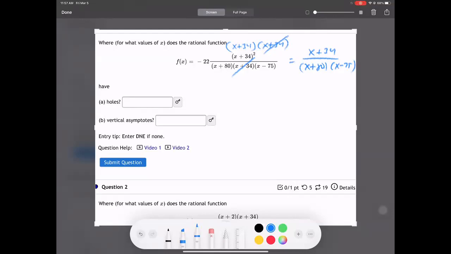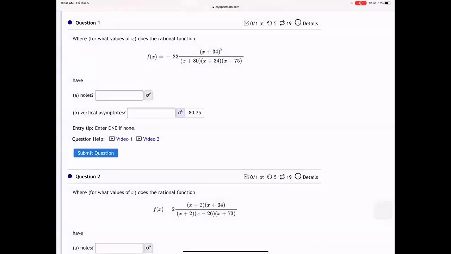What are our vertical asymptotes? Looking at the bottom, we have negative 80 and positive 75. Is x being negative 34 a vertical asymptote? In this case, no. Take a look here, it's no longer on the denominator. So we have a couple of vertical asymptotes for this. My vertical asymptotes are negative 80 and 75, and our hole happens at negative 34.